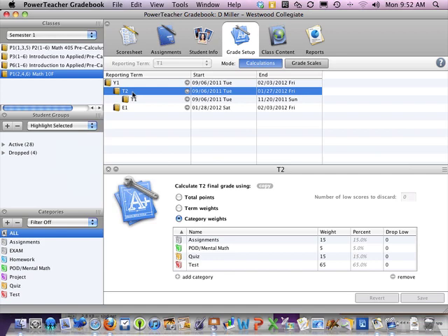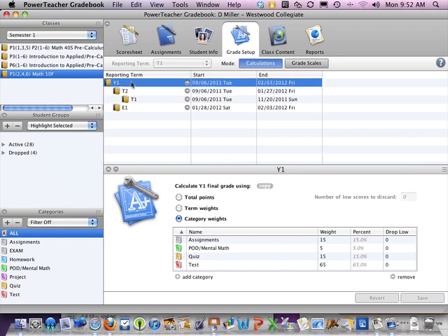But it's important to make sure that the final grade and the grade setup to calculate that final grade is stuck inside Y1. So click the Y1 reporting term and make sure that if your course has no exams, that you have that same breakdown of category weights, assignments at 15, mental math at 5, quizzes at 15, and tests at 65. That needs to be in Y1 as well so the mark gets calculated correctly.